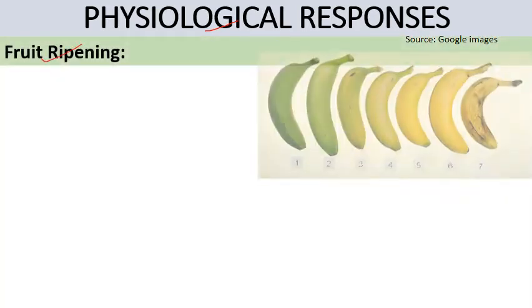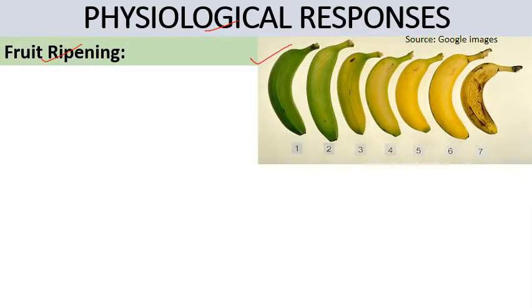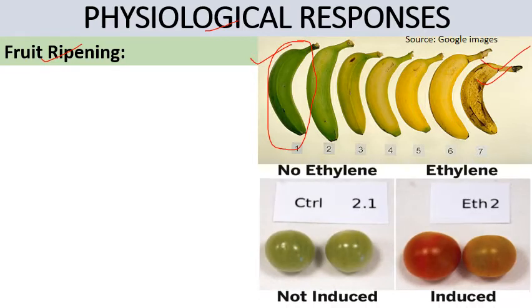The physiological roles of ethylene. First, the important role is in fruit ripening. This is the picture which shows the ripening process of banana. This is the unripe fruit and this is the ripened fruit, and during this process ethylene helps in the ripening of the fruit. In this picture we can see two conditions. One is the control condition, that is without ethylene, where the fruits are unripe, while in the presence of ethylene the fruits are ripened.